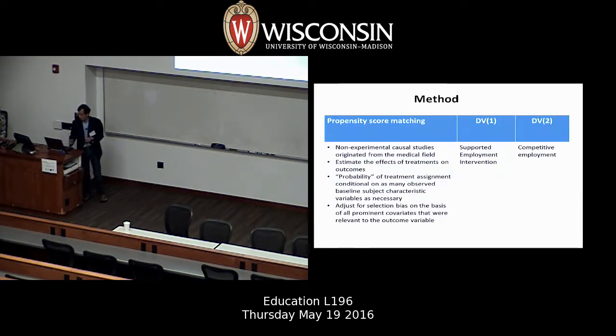So basically we use propensity score matching, using observational data, which is the RSA 911 data. The first dependent variable is to predict who will receive supported employment. The second dependent variable is, out of those subgroups, for those who receive SE, what are the employment outcomes?